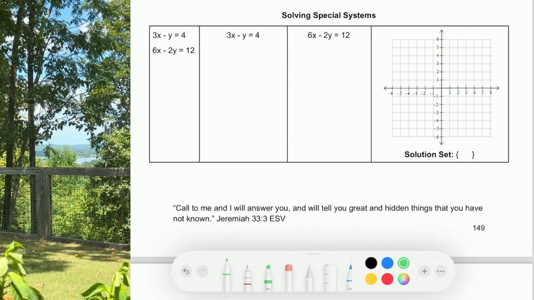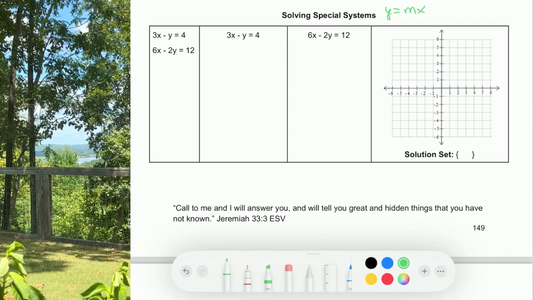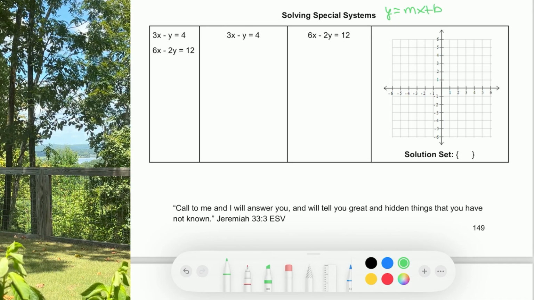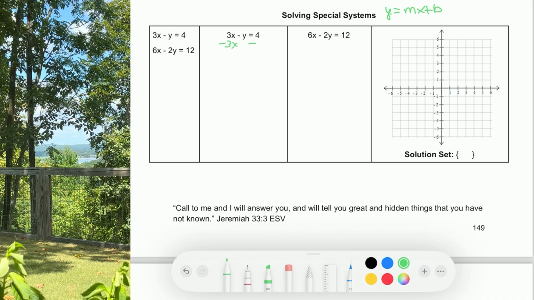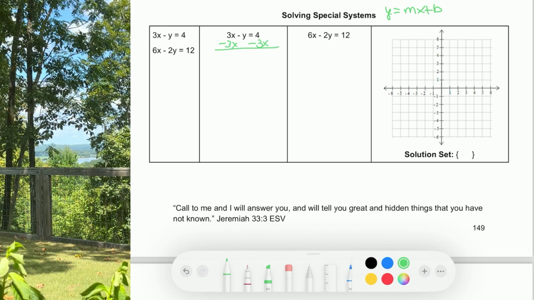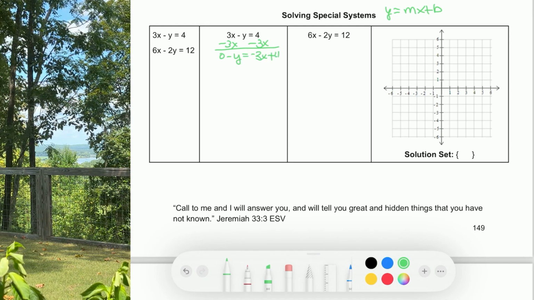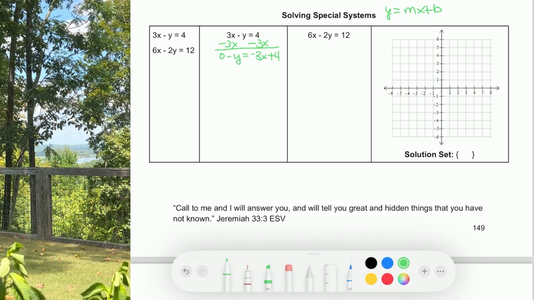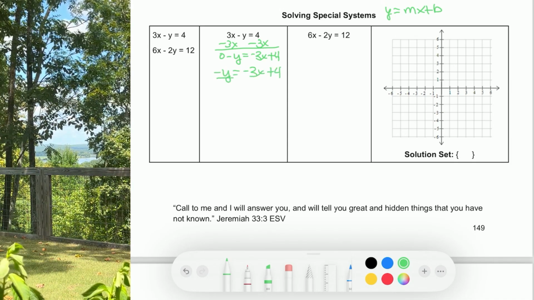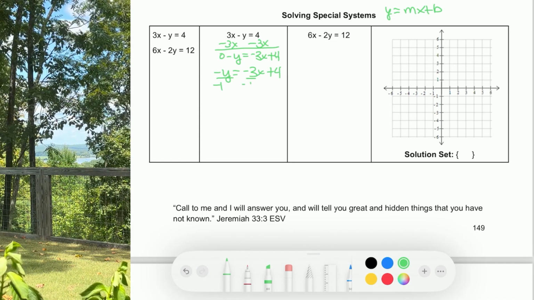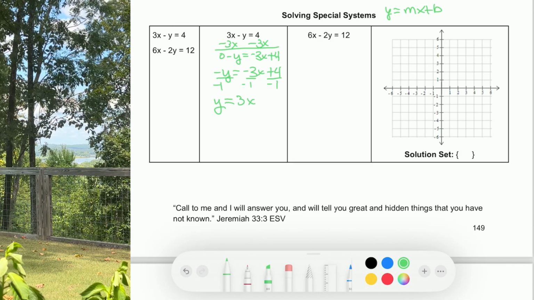So again, I'm going to get it into the y equals mx plus b form. That's the easiest way. So let's go ahead and do this first one. I'm going to subtract 3x, subtract 3x. I end up with 0 minus y equals negative 3x plus 4. I'm going to rewrite that. I need to divide by negative 1 to get rid of that negative with the y. So I'm left with y equals 3x minus 4.